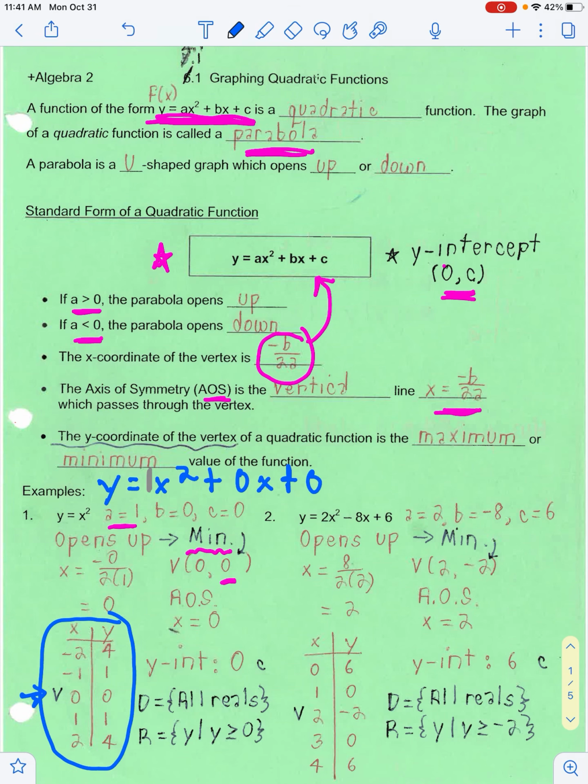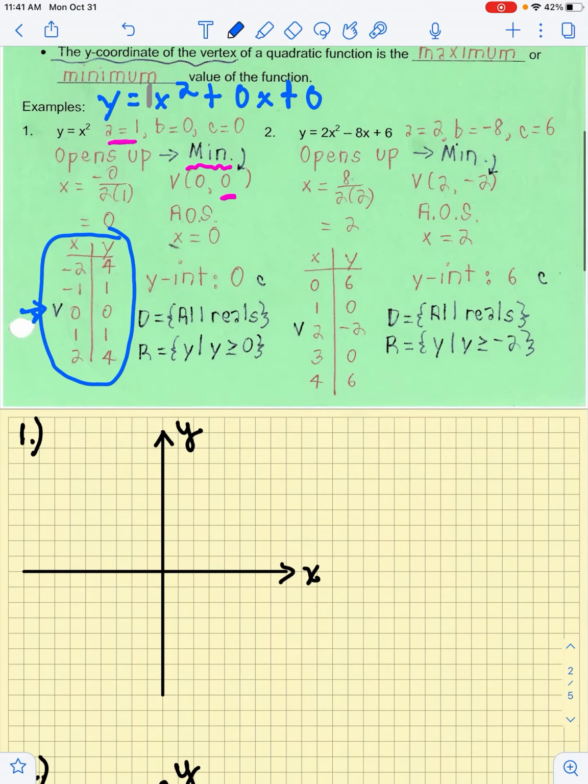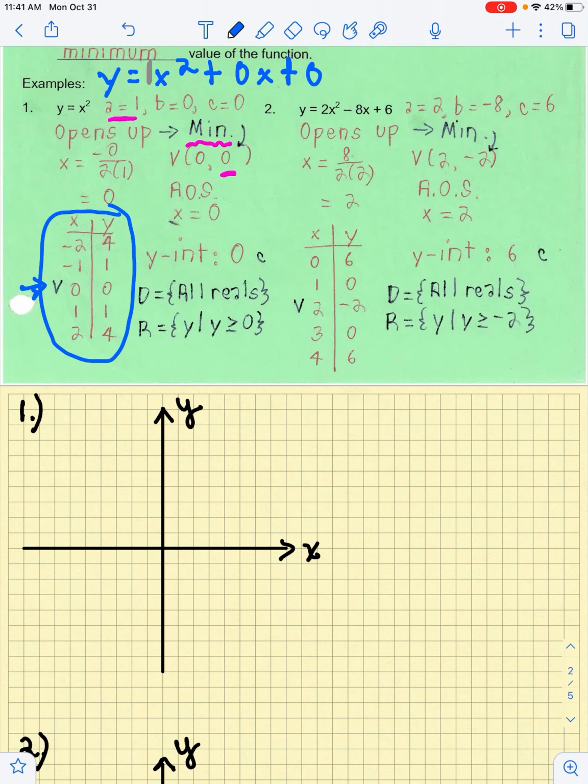And what I want to do is graph those. So I'm going to come up here and we're going to see this. I am going to graph my vertex at the origin. And then I'm going to graph 1, 1 and -1, 1. And then I'm going to graph 2, 4 and -2, 4. And then I will draw through these points. And when I draw through, I get my parabola.